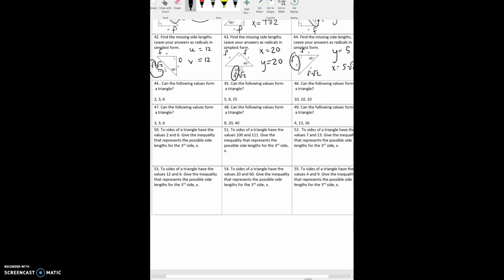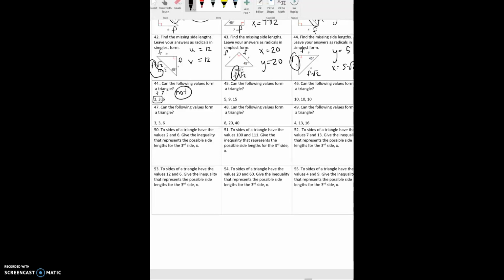Number 44, can the following values form a triangle? To be able to determine if 3 values form a triangle, we take 2 values, add them together, and they must be bigger than the largest value, the third value. 2 plus 3 is 5. Therefore, it is not bigger than 6. So, this cannot be a triangle.